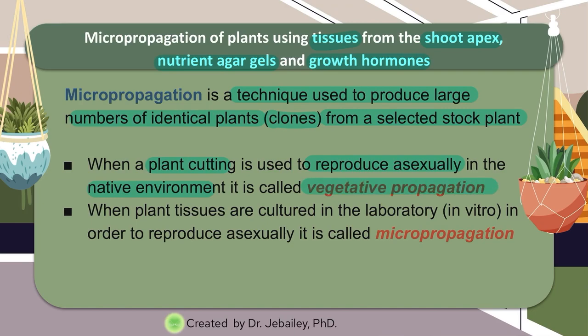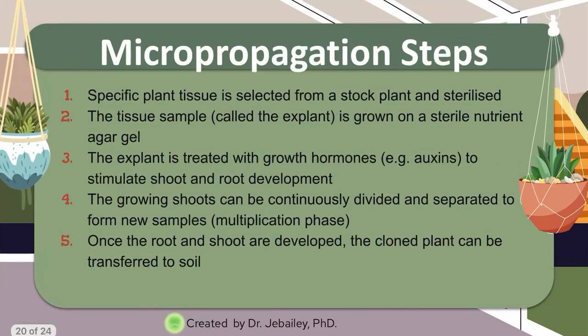That's what it means by asexually. It's just mitosis, cloning, the exactly same thing. Now, the plant tissues are cultured in a laboratory in order to reproduce asexually. It's called micropropagation. So this whole process of micropropagation is just to get plant stem cells and clone them so you can make more plants.